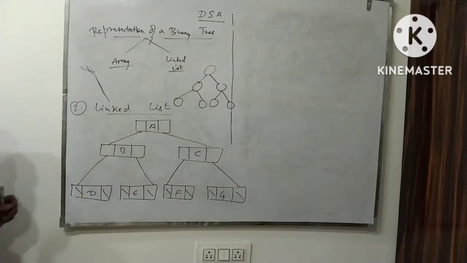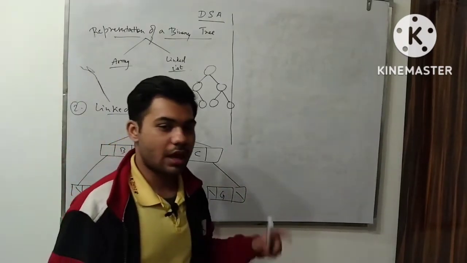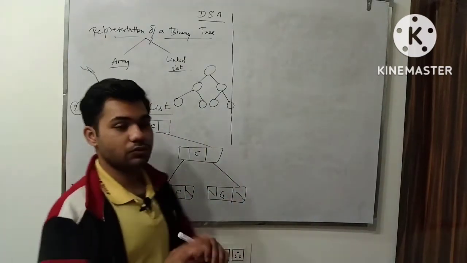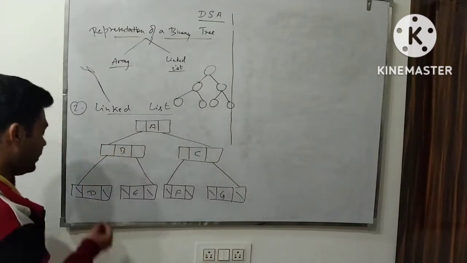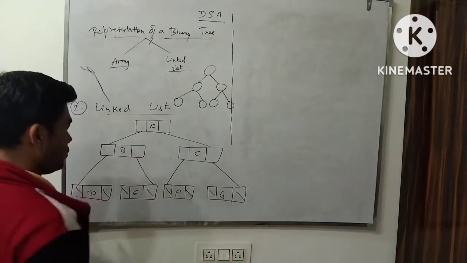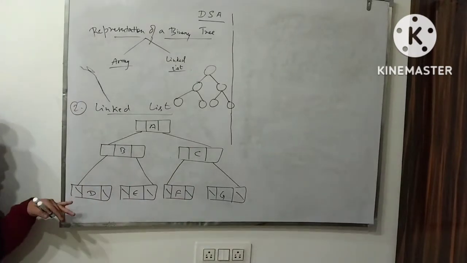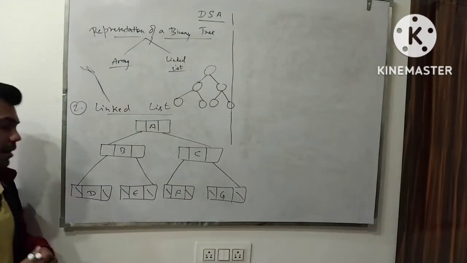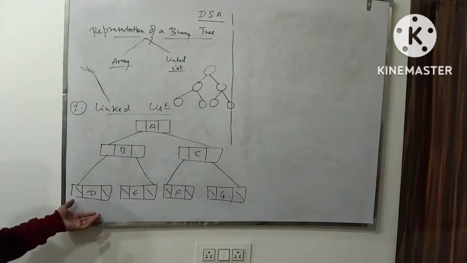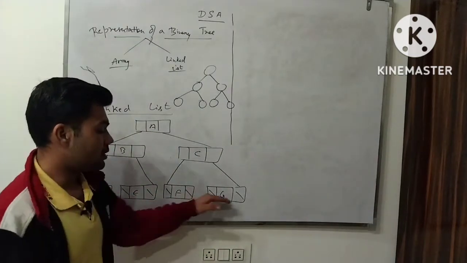Okay, we will call them the external nodes. In a binary tree, what are the external nodes? The nodes which do not have any further child. I am naming them the external nodes, as these are my external nodes.